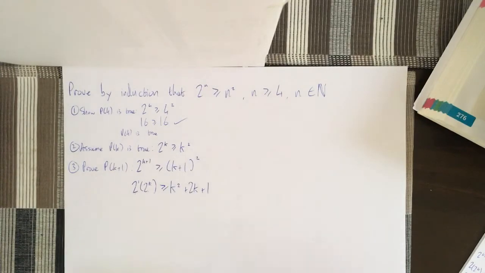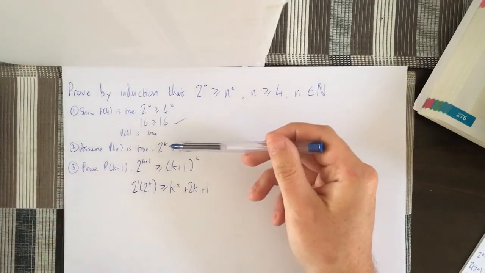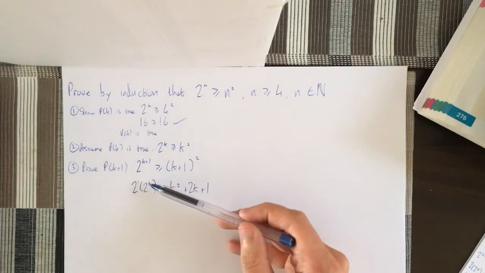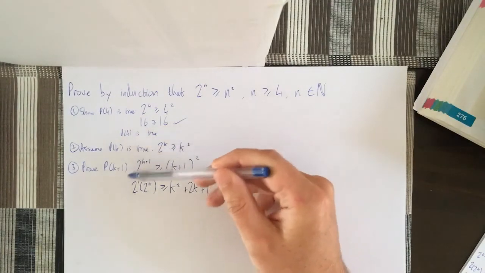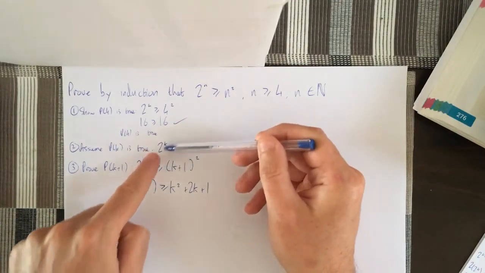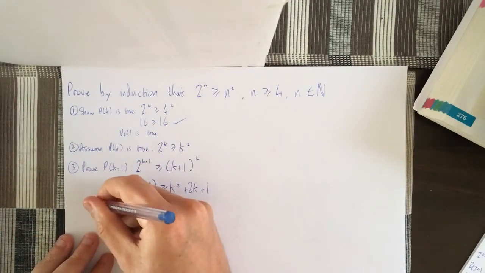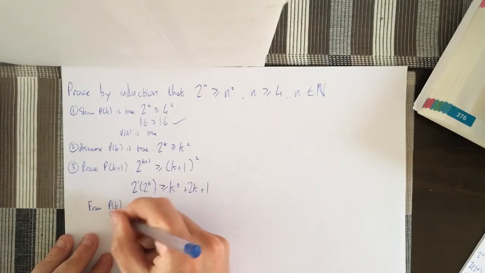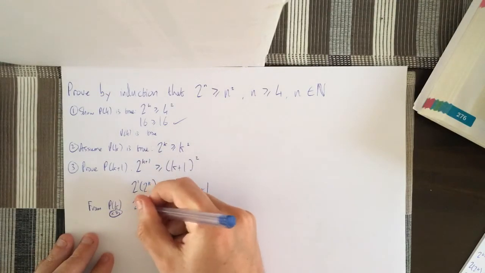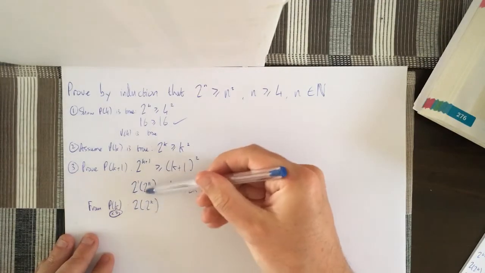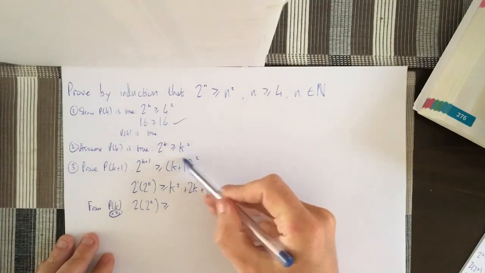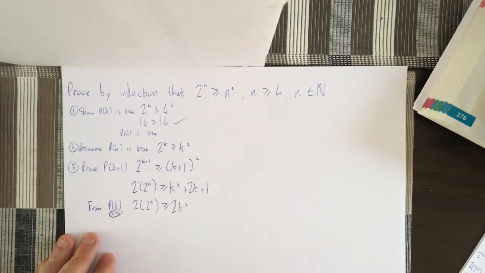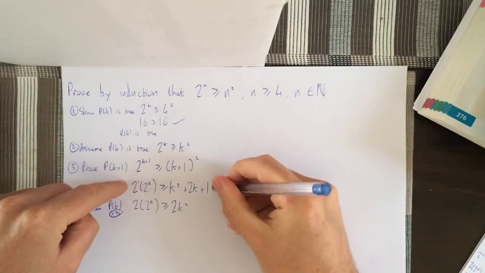As I did in both of the previous examples, I'm going to bring this down, but just like in the other exponential one, I'm going to have to multiply it by 2 so that the left-hand side is the same as the left-hand side here. So from Pk, note that you're multiplying by 2 so that they look the same: 2 times 2 to the k is greater than or equal to, obviously you have to multiply that side as well so you're not changing the inequality, 2k squared.